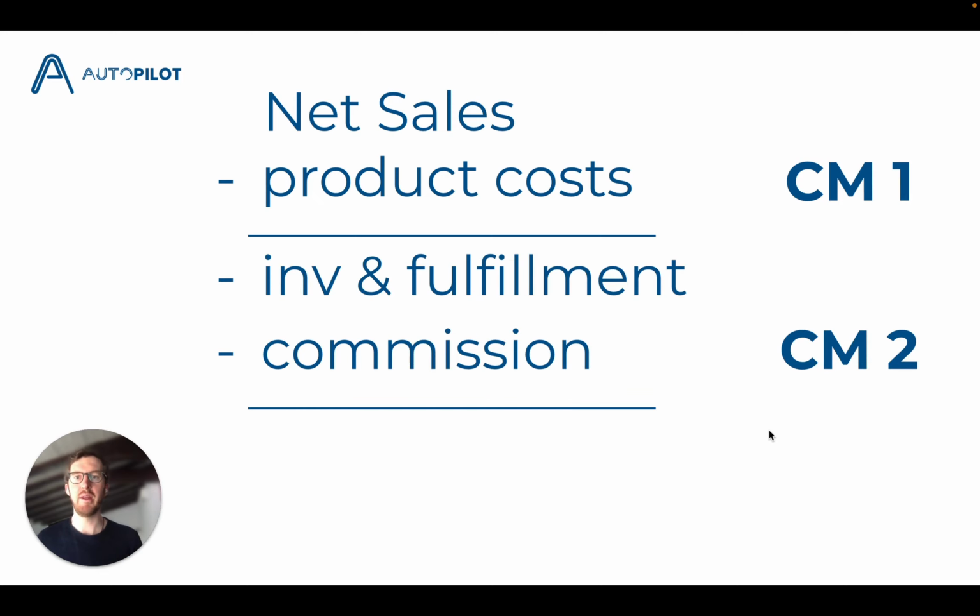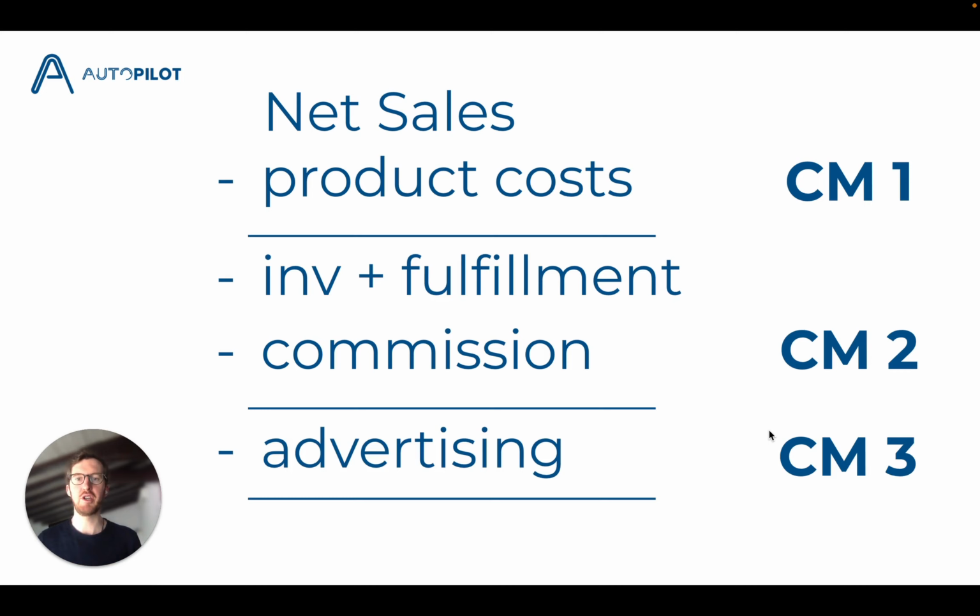Contribution margin 2 then decreases this by the inventory and fulfillment component, along with commissions for the marketplace. Finally, contribution margin 3 takes out advertising costs. What you're now left with is the EBITDA, the profits.